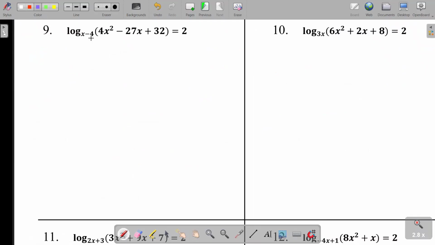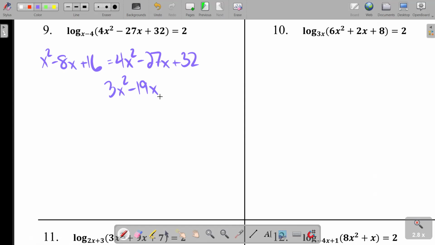Same thing, start with the water cycle. So x minus 4 squared is x squared minus 8x plus 16. And we're going to set that equal to 4x squared minus 27x plus 32. And yet again, kind of feels a little repetitive. We're moving everything to the right, and we're doing that just, again, to keep x squared from going negative. So if you subtract x squared across, you get 3 of those. Add 8x, you get minus 19 of those. And then subtract 16, you're left with plus 16 of those.